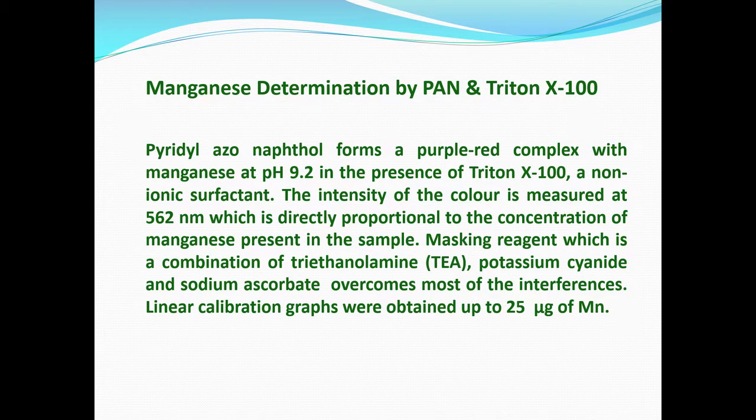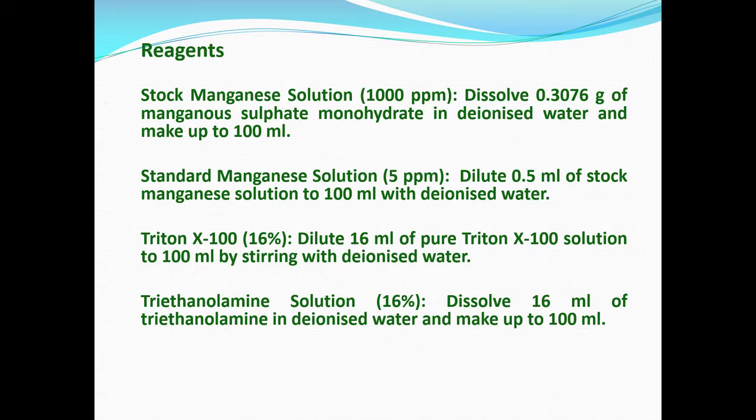So, with this information, let us take a look at the reagents. Reagent preparation is very simple. We have to dissolve manganous sulphate as a monohydrate, and then dilute it to about 100 ml. The working standard should be 5 ppm, that is about 0.5 ml we can take and dilute it to 100 ml with deionized water. Triton X100 is available across the shelf.